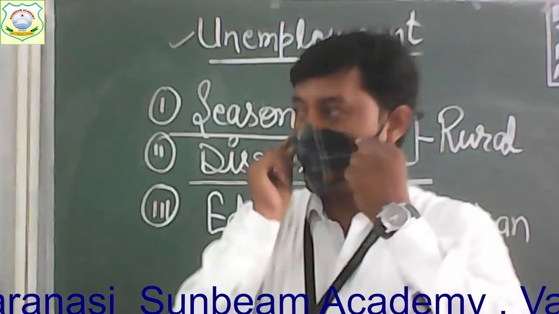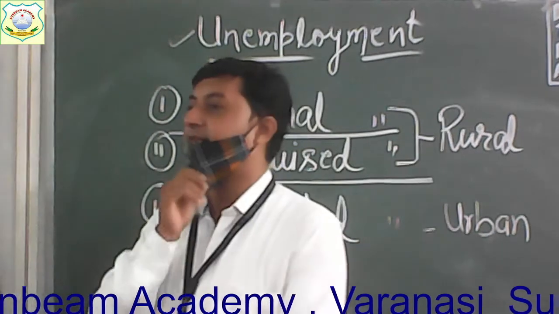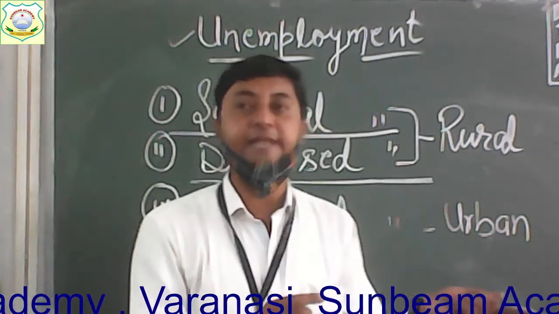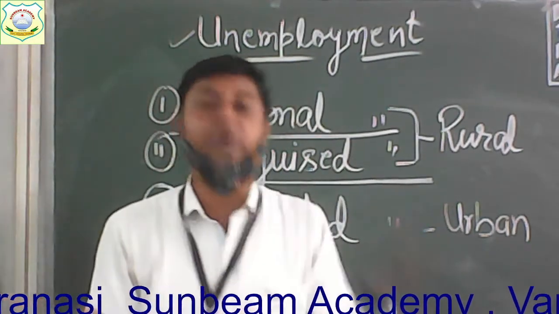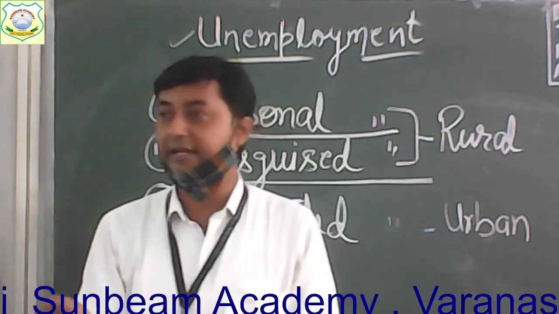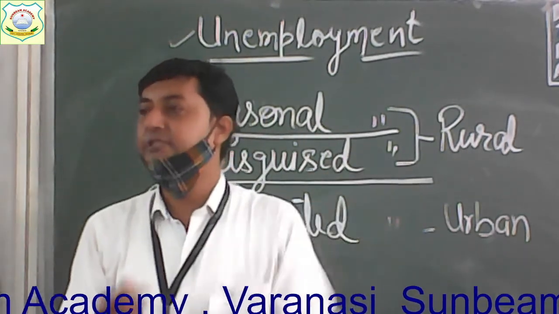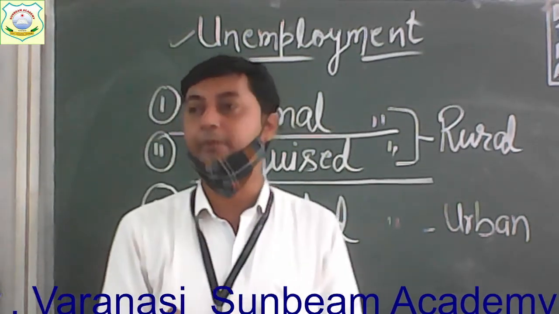So good, Alagrita. What Alagrita was saying is that disguised unemployment is a type of unemployment where more people are engaged than required. Means how many people are required and how many are working. More are working. That is disguised unemployment. Or you can say it is a situation where people are working less than their capability.